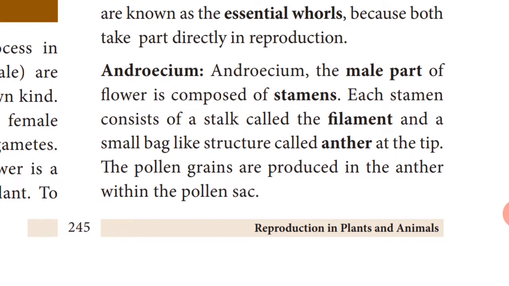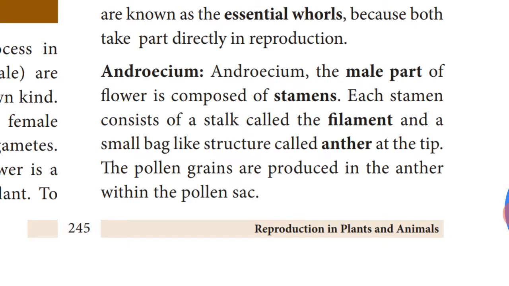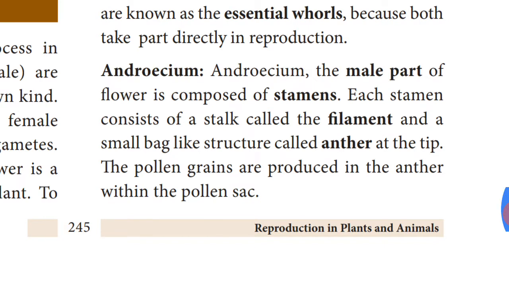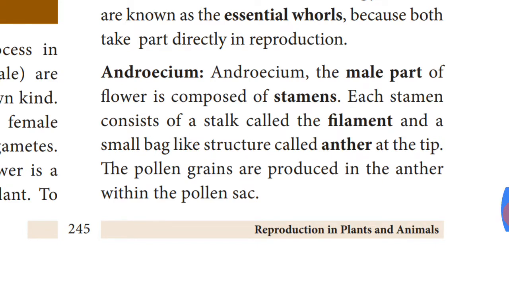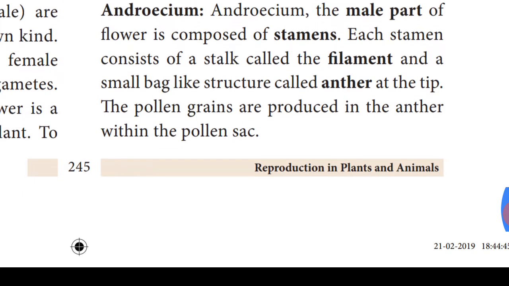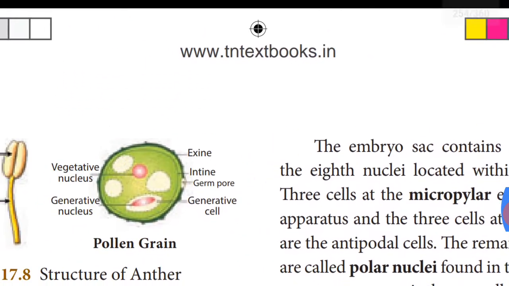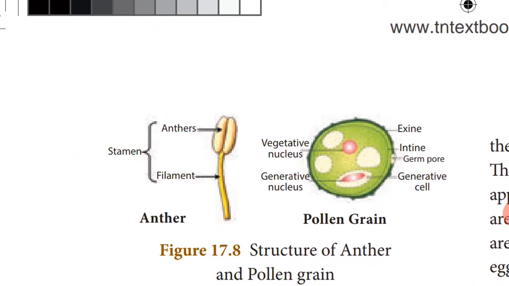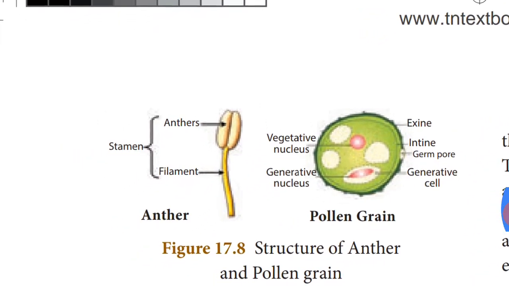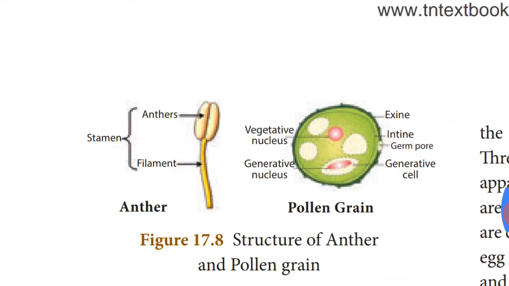The anther, the tip of the stamen, is called anther, and the tail-like outgrowth is called filament. The anther is a bag-like structure. It produces the pollen grains. When it is mature, it bursts and releases the pollen grains. So this is the androecium. And the next one is the gynoecium. First androecium, see in that picture: this is the androecium, that means the stamen.